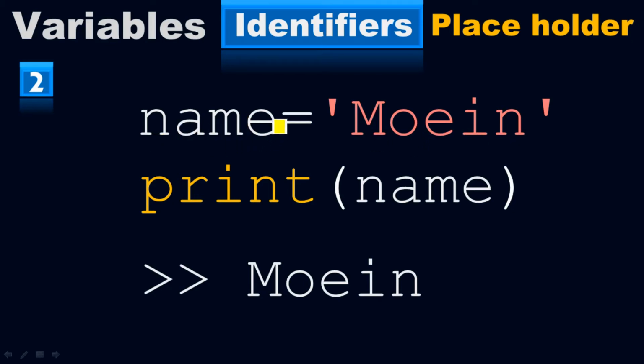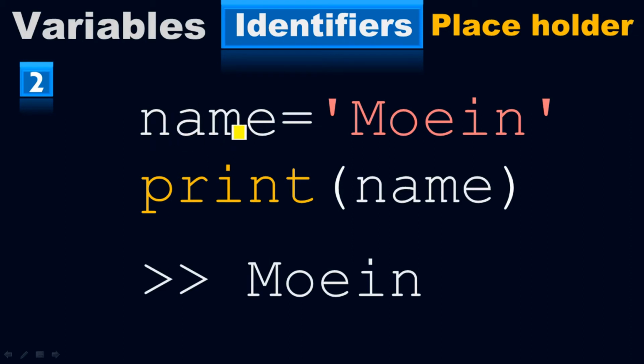What is the variable in this case? Name. So I'm going to put print of name. When I run the program, I will get Moein in the output, which is my desired information here. I wanted this information. So to access this information, I called the variable, which is my identifier.